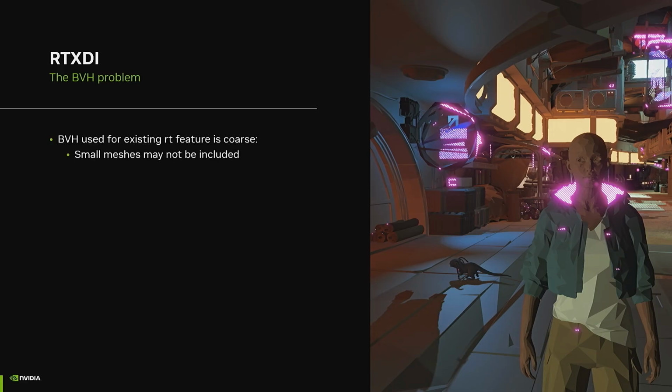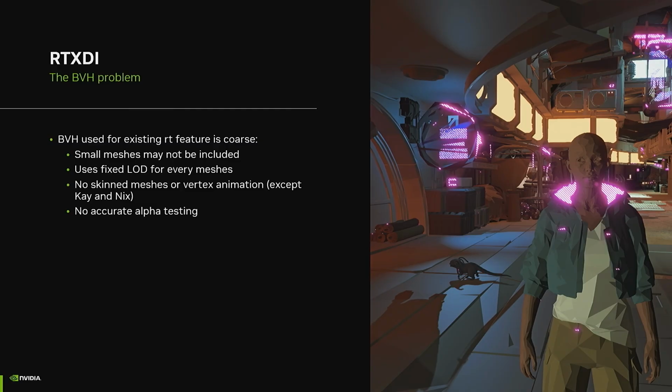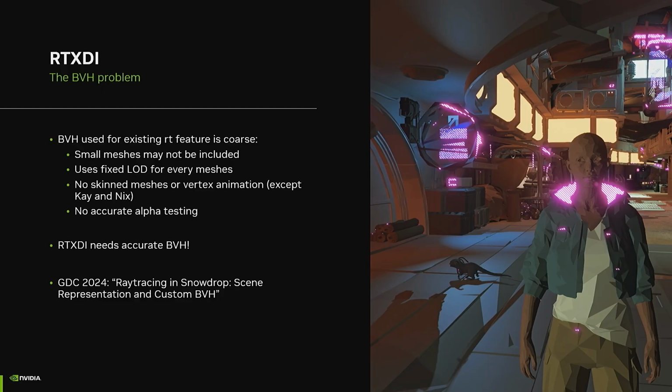We generally don't have small meshes in it. We use a fixed LOD for everything. We don't use skinned meshes or vertex displacement except for K and Nix, who are our main characters. And we don't have any accurate alpha testing. And obviously, for nice shadows, RTXDI will need all of that to be nice and accurate. As a note, if you are interested in how our coarse BVH works, you can watch that great GDC presentation my colleague gave last year.